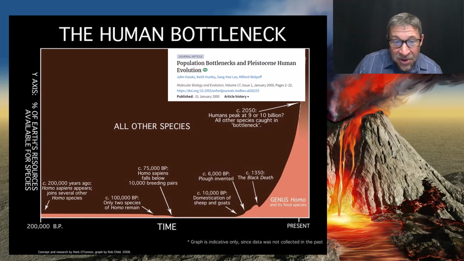And now here we have the end of the Pleistocene, right? And we're entering into the Holocene here, and so this is the domestication of sheep and goats and agriculture. The plow was invented, and Homo sapiens have increased exponentially since. But even though we've numerically rebounded from 75,000 years ago, we're 99.9% genetically identical because of the human bottleneck.